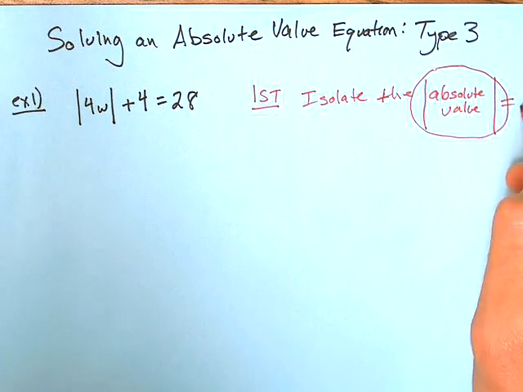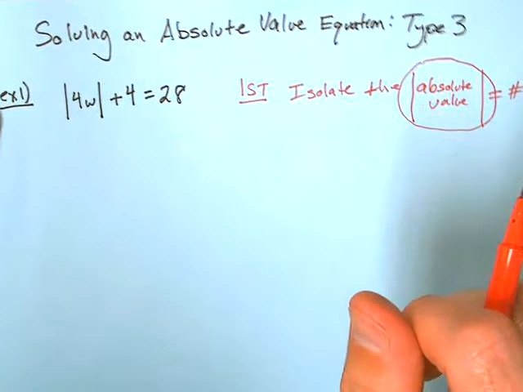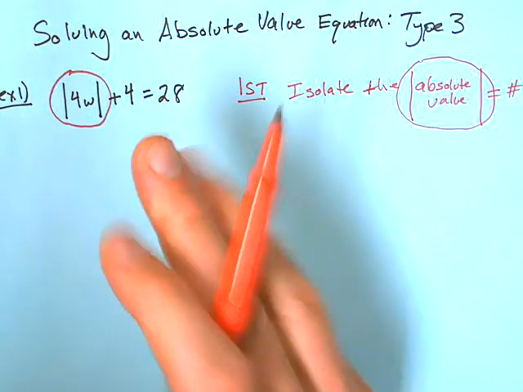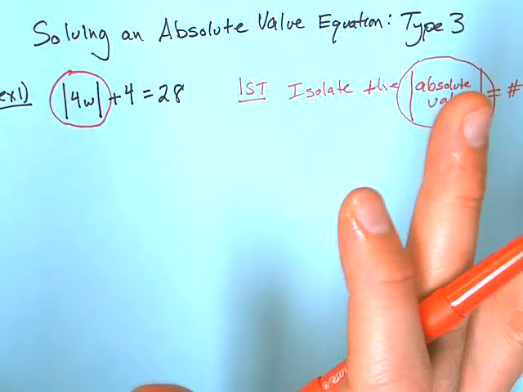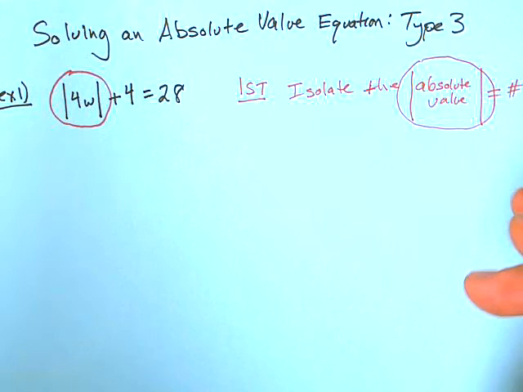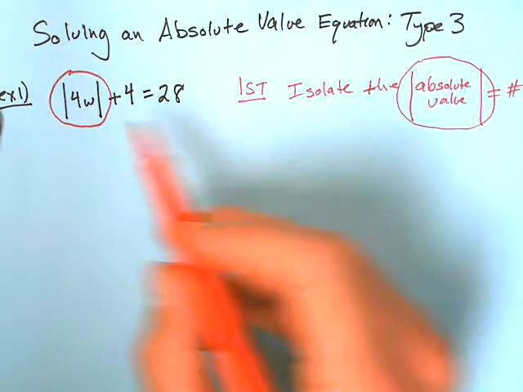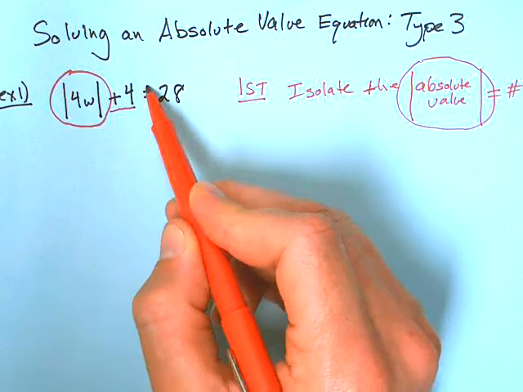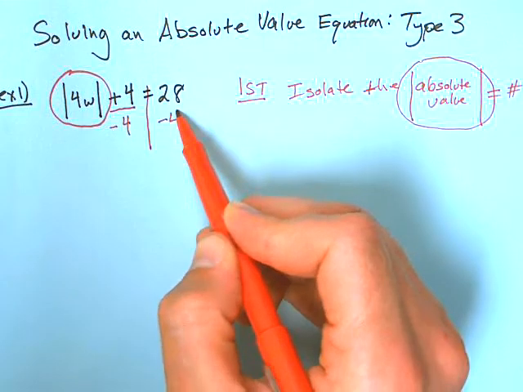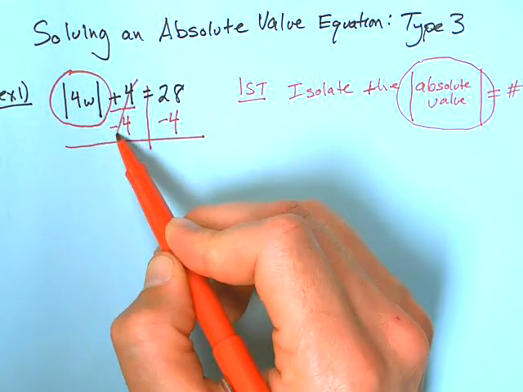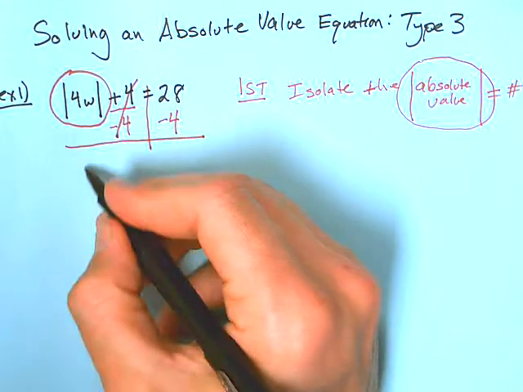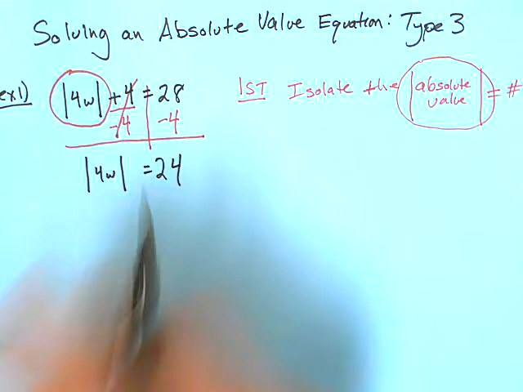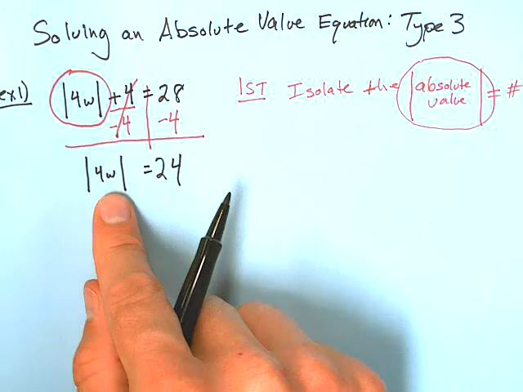You want to get absolute values equal to like some number, okay? So like in this example, here's my absolute value. I need to get that term, the absolute value term, alone. So your first couple steps might be like simple, like algebra 1, solve for the variable kind of thing, where here, if I got to get the absolute value of 4w by itself, I got to get rid of this plus 4. So what I'm going to do is subtract 4 from both sides. That way, 4 minus 4 cancel, and I have just the absolute value of 4w all by itself equal to 24. That's job 1. The absolute value is isolated.